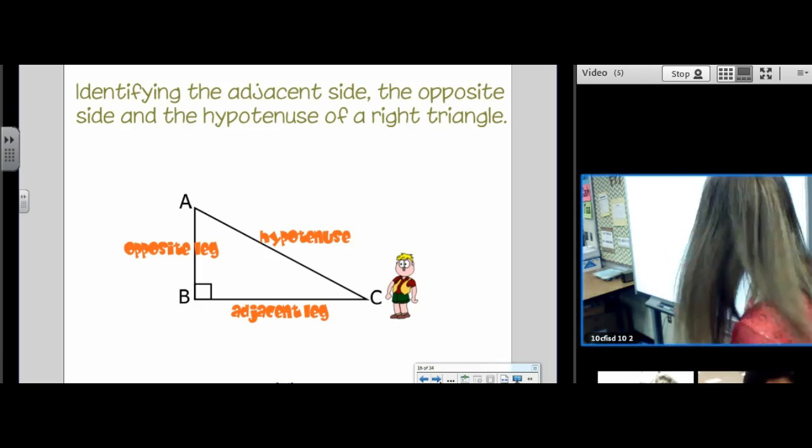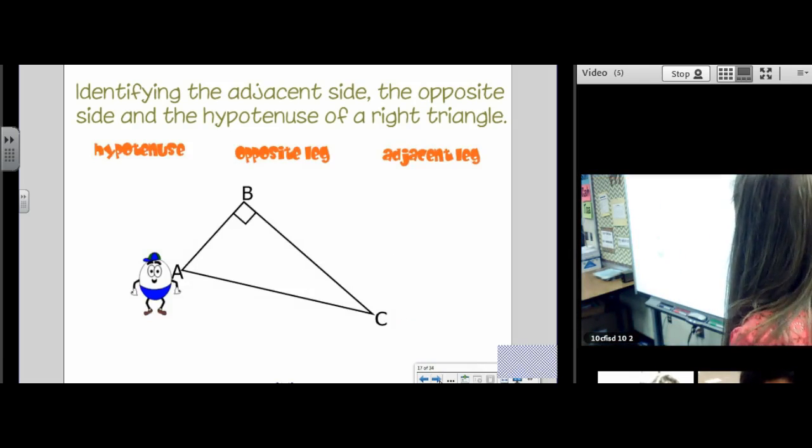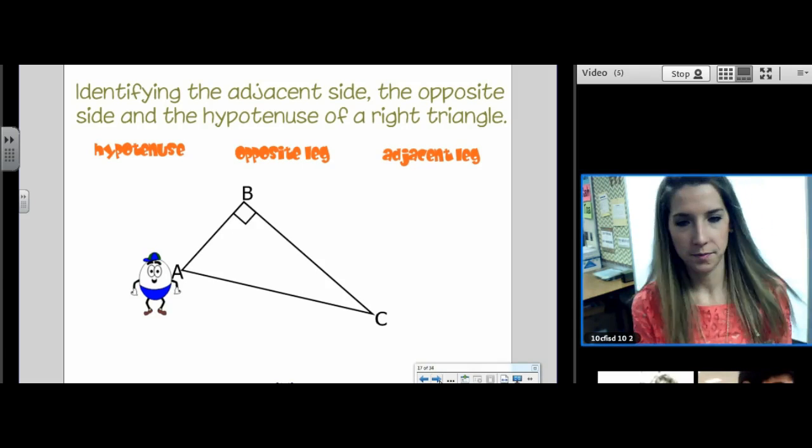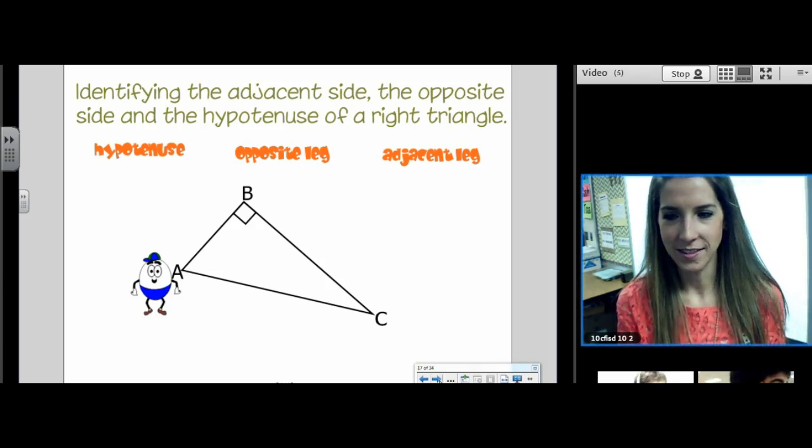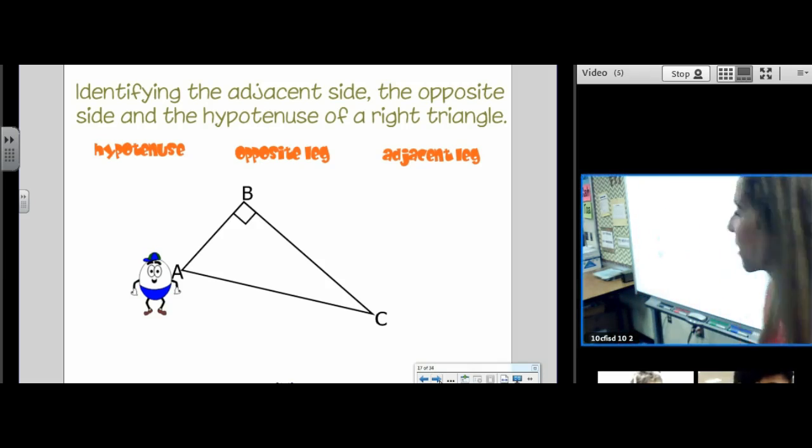It does say leg. You're right. All right, so now we have little Mr. Egg. I don't know. I didn't choose these graphics.